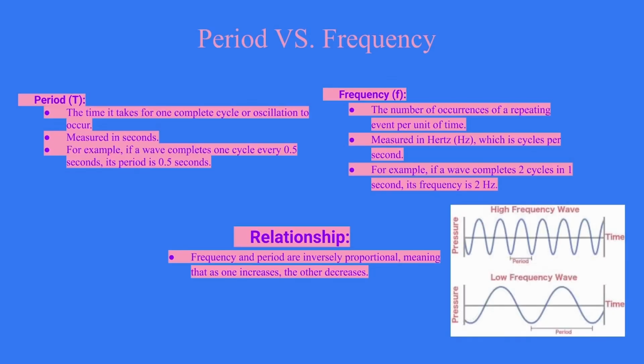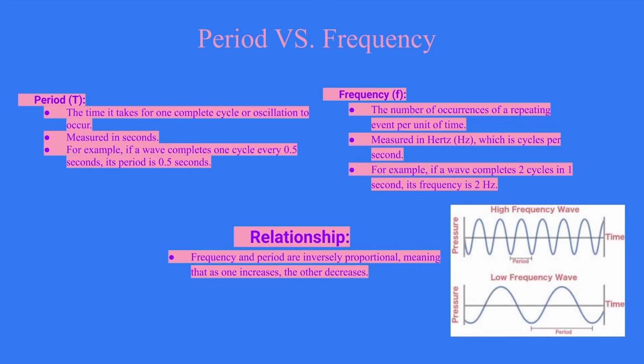Next is period versus frequency. Period is the time it takes for one complete cycle or oscillation to occur, measured in seconds. For example, if a wave completes one cycle every 0.5 seconds, its period is 0.5 seconds. Next is the frequency. It is the number of occurrences of a repeating event per unit of time, measured in hertz, which is cycles per second. For example, if a wave completes 2 cycles in 1 second, its frequency is 2 hertz.